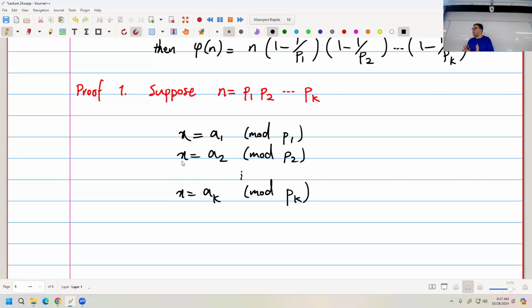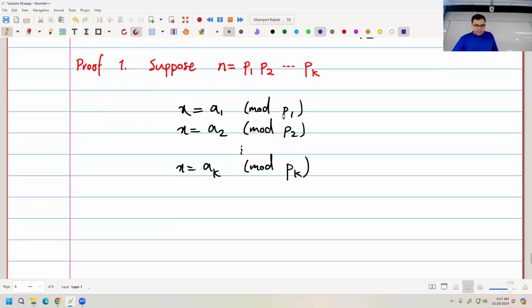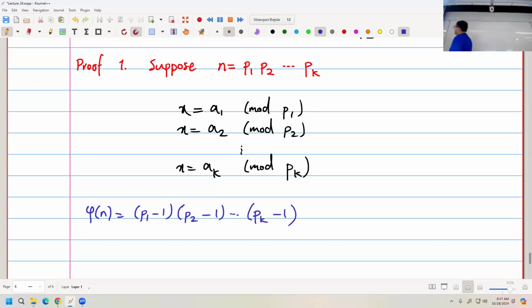Very easy to see. So the number of numbers that are relatively prime to n, phi of n, is the number of ways that I can choose a1 to ak here such that none of them are 0. So how many choices do I have for a1? P1 minus 1. How many choices do I have for a2? P2 minus 1. So on to pk minus 1. So this is phi of n.